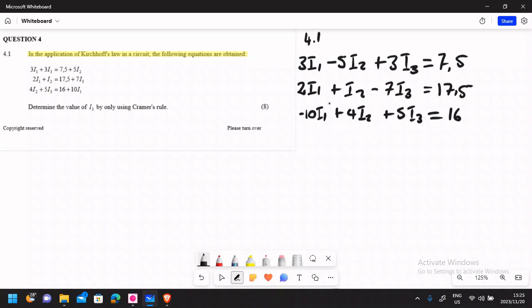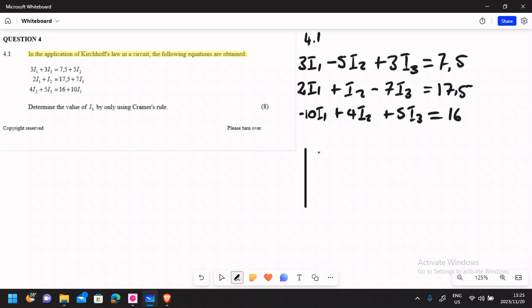So guys, when you're able to write it like this, it's time for us to write it in matrix order. Remember, we only take the coefficients of the I's here. For example, let's start with the first equation.